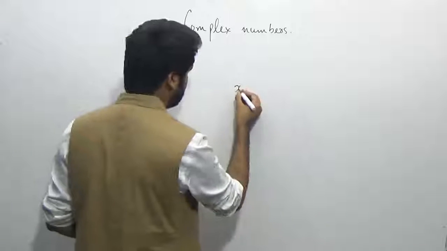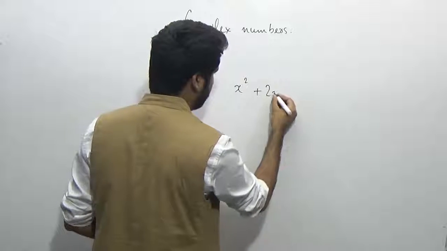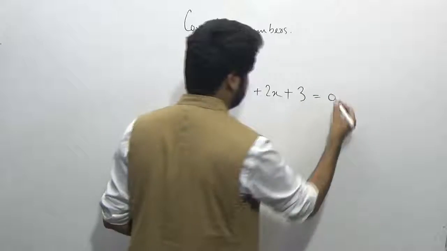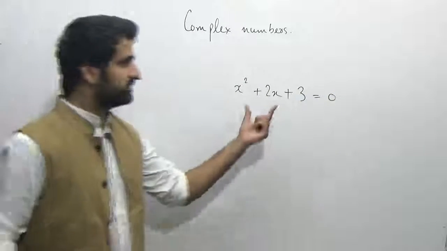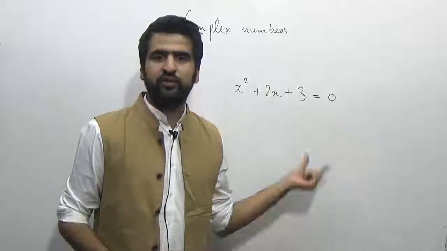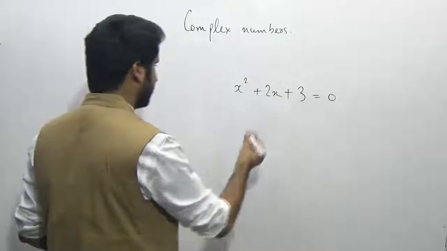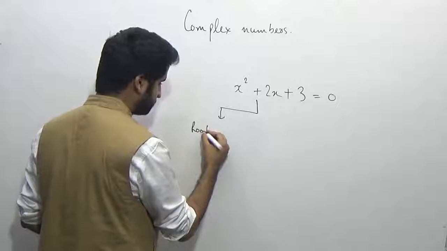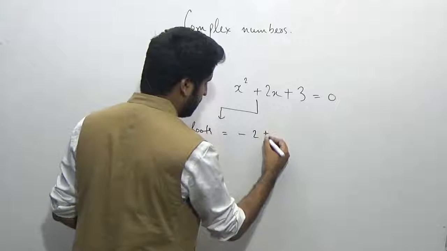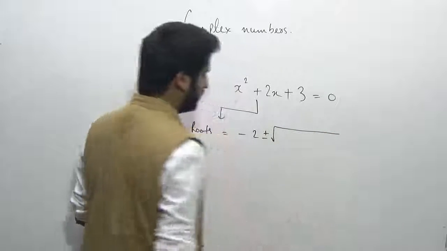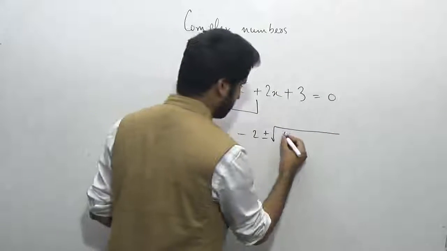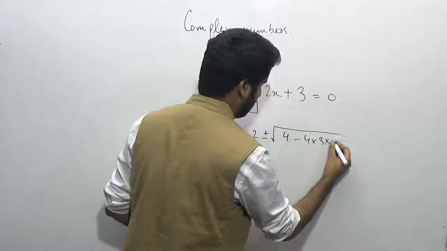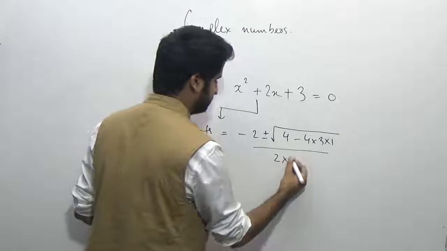As we know, let's suppose we have this quadratic equation: x squared plus 2x plus 3 is equal to 0. Now let's find out the roots of this quadratic equation by the quadratic formula. So what does the quadratic formula say? That the roots of this quadratic equation are minus 2 plus minus under root 2 square minus 4 into 3 into 1, divided by 2 into 1.